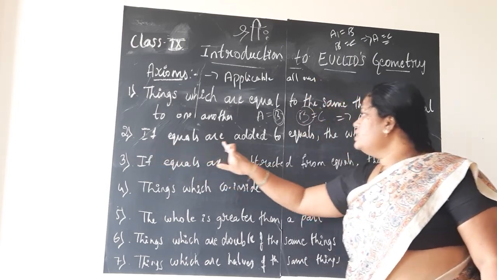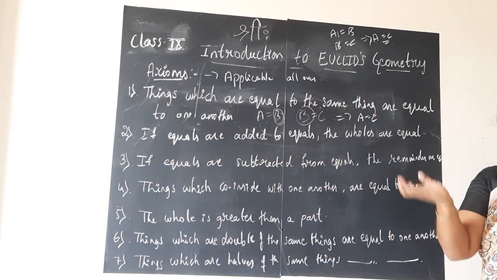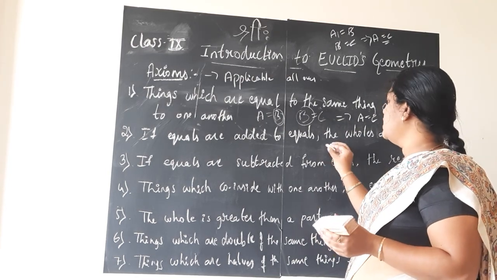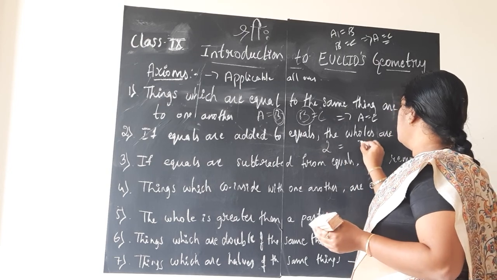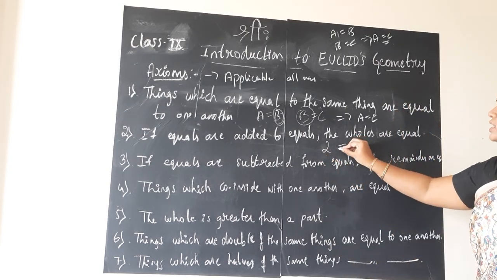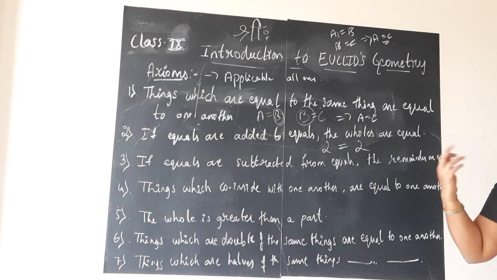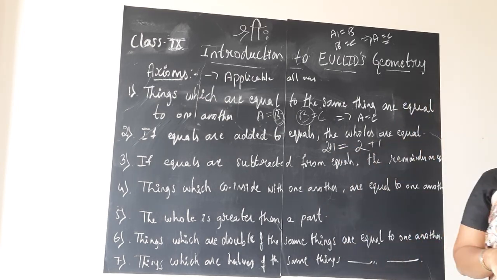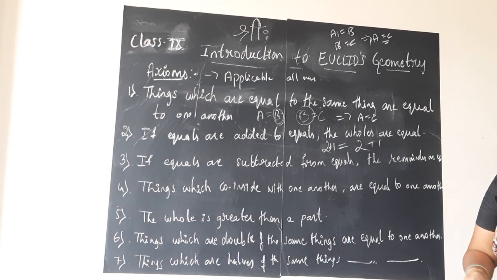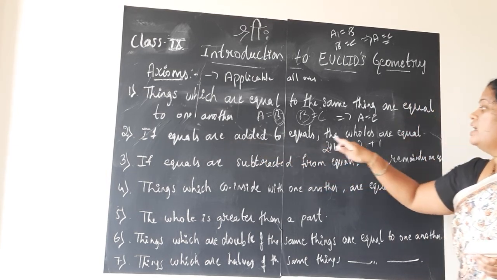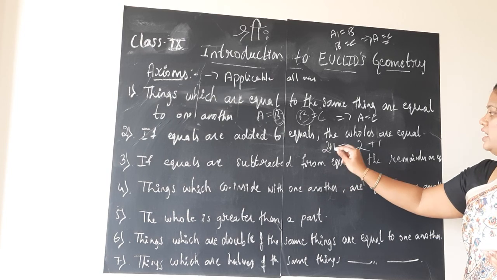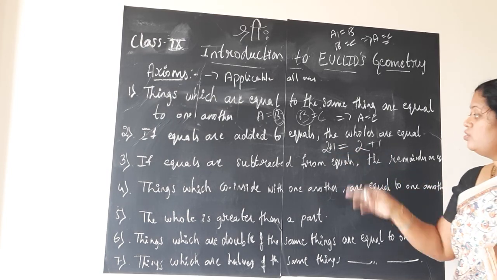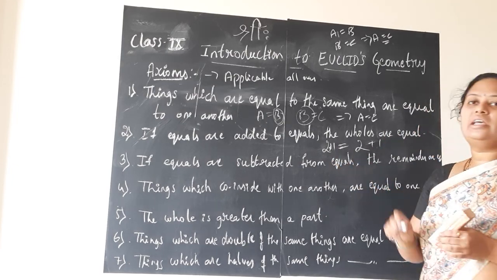Second, if equals are added to equals, then the wholes are equal. Suppose I take, if equals are added to equals, two numbers should be equal. I will take 2 is equal to 2. If equals are added to equals, for both LHS and RHS I will add +1. Why? Because he is telling if equals are added to equals. Which are the equals added now? +1 are the equals added to equals. Which are those previous equals? 2 is equal to 2.